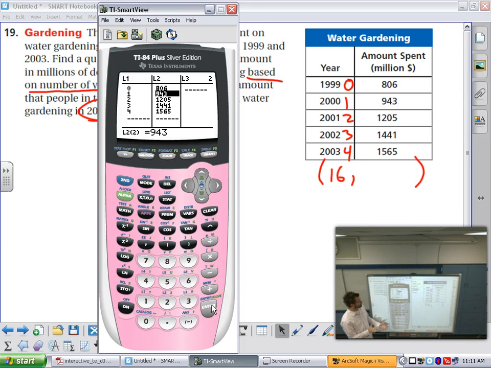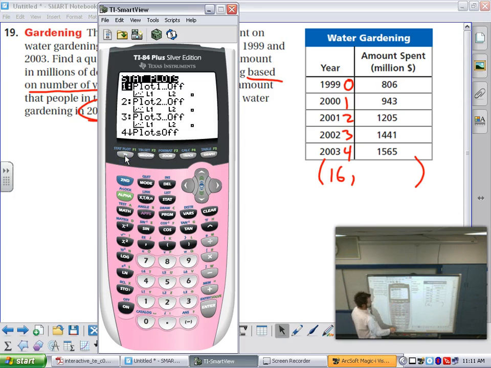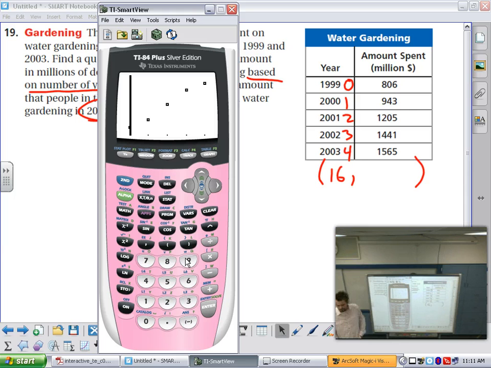So, turn on my scatter plot. Zoom 9. There it is. Now, I'm definitely going to need to not only calculate the parabola through this, but get it to display on here, because after all, I need to plug in a number and have it calculate something for me.